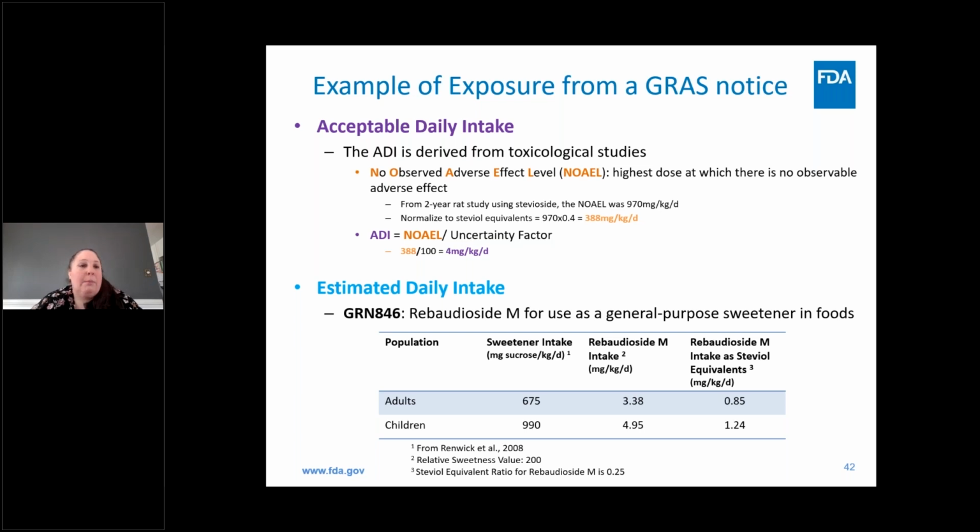And then in order to compare to the ADI, we need to convert this to steviol equivalents. So the conversion factor for rebaudioside M is 0.25, and so we end up with an EDI of either 0.85 milligrams per kilogram per day in adults or 1.24 milligrams per kilogram per day in children. And fortunately, this is lower than our ADI of 4 milligrams per kilogram per day.